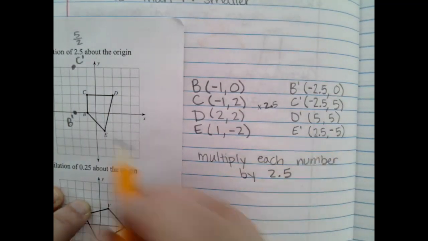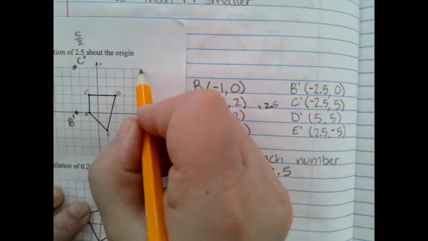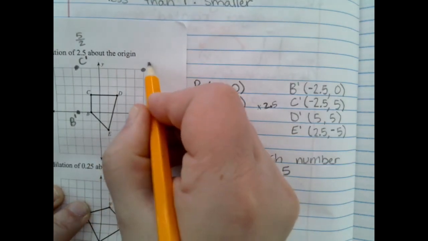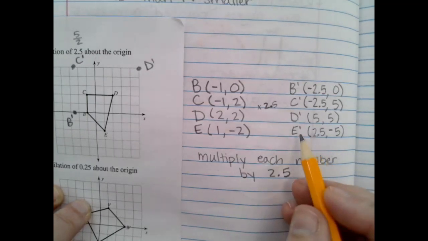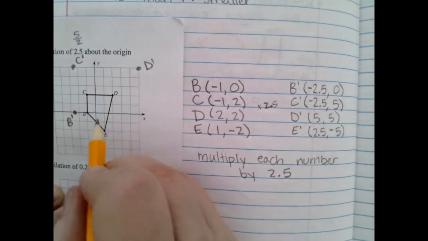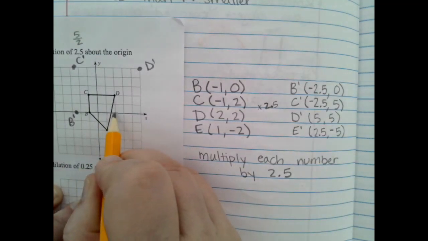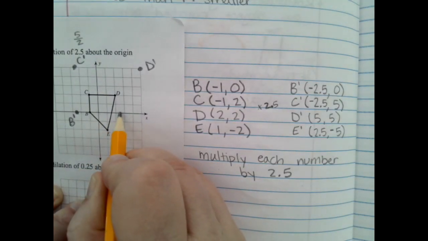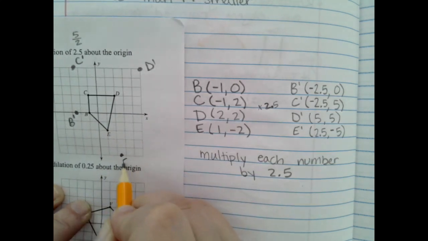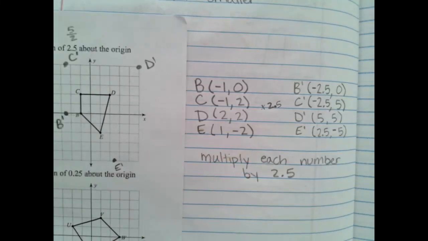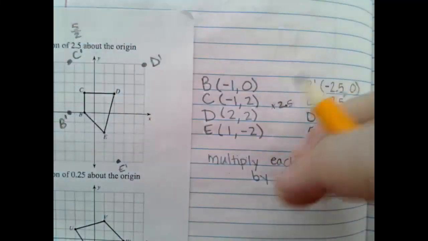D prime, we got 5, 5, so right 5, up 5, it's on the very corner here. And then E prime, we have 2.5, -5, so right 2, go a half more to the right, and then down 5 will be all the way to the bottom. This is the one that you might want to use that ruler for. Once we get those longer lines, it gets a little harder to draw nice straight lines.